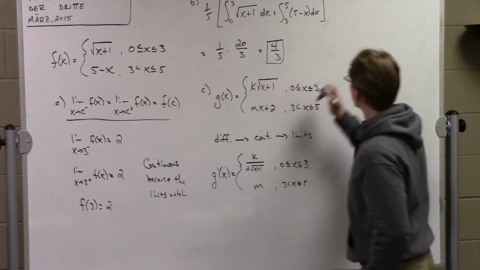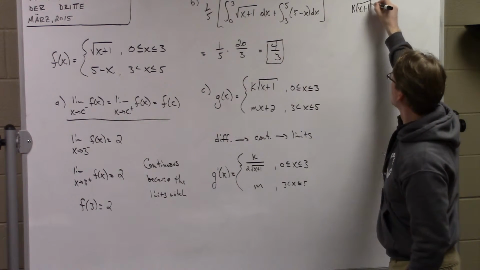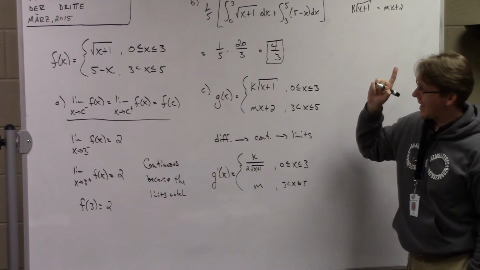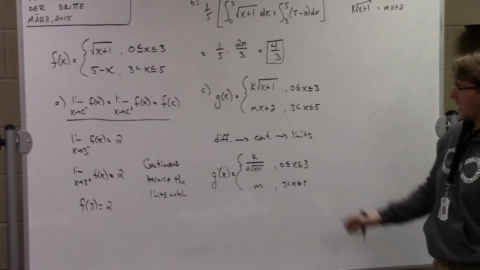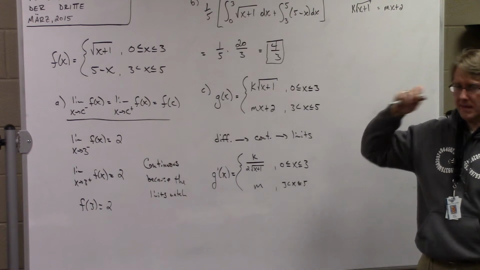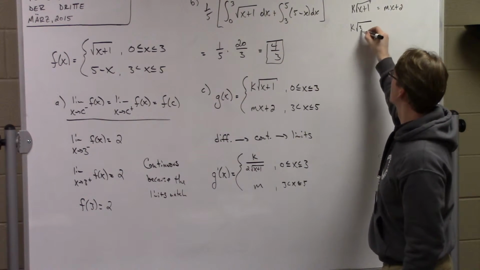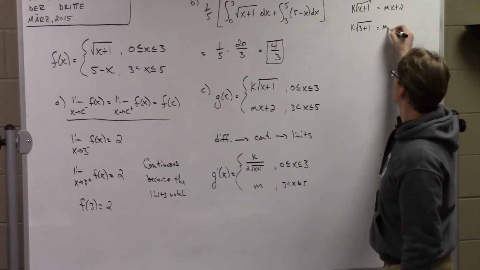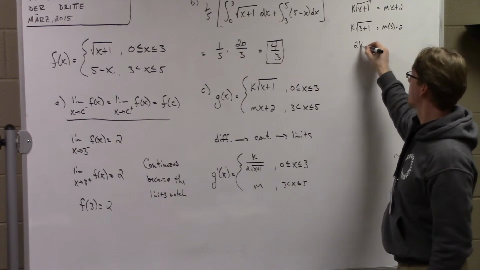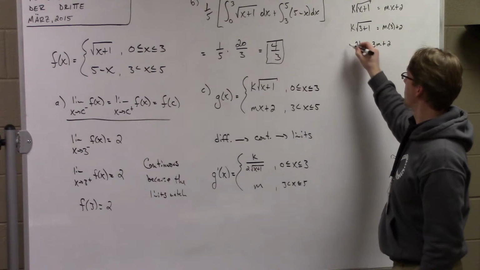So let's start with these two. K root of x plus 1 is equal to mx plus 2. The only place it could go wrong is at 3 where they meet. So I'm going to plug in 3. That's root 4, which is 2. So I get 2k is equal to 3m plus 2. And I'm going to put that on ice.